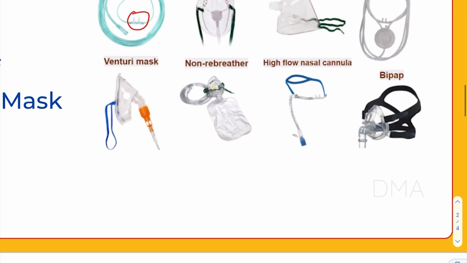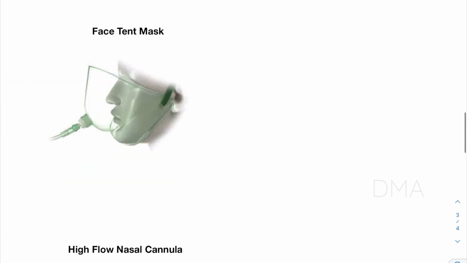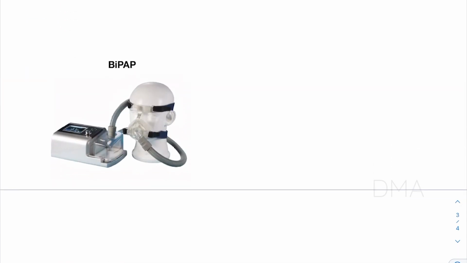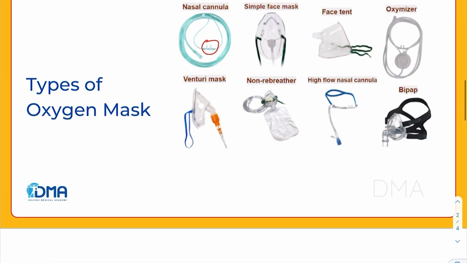Then finally, we got BiPAP. BiPAP is an abbreviation of bi-level positive airway pressure. This is especially used when it comes to sleep apnea patients. Let me give you a picture of it. Yes, this is how it will look when put on the patient, and this is most commonly used in sleep apnea patients, and that covers the different types of oxygen masks that we have.